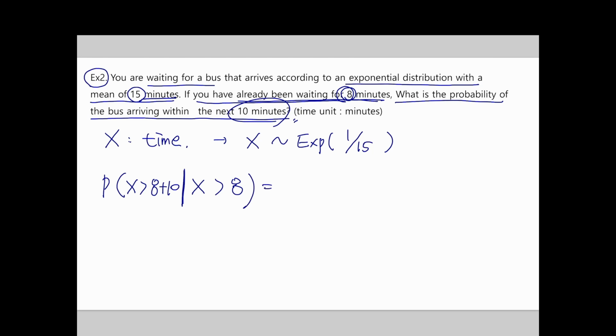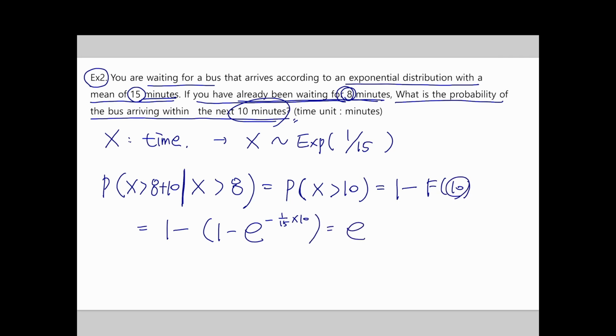So using the memoryless property, it is the probability x greater than just 10. So it equals F of 10, so 1 minus e to the power minus lambda times x, where lambda equals 1 over 10 and x equals 10. So it is 0.5134. You know, the probability distribution is like this, lambda equals 1 over 10, and starts from 10, this area.